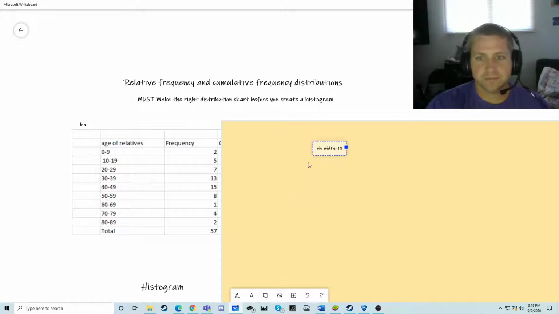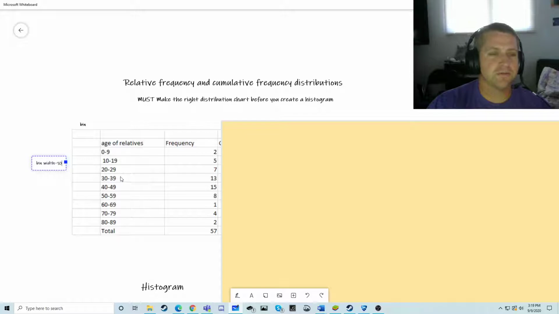is 10. They do all need to be the same width in a good histogram, because it just doesn't show the data fairly if you don't have them all the same width. And even if you're missing a spot, even if it's a 0, even if you have none, you still have to have a bin for it, and then your histogram will be correct. So no skipping gaps here.